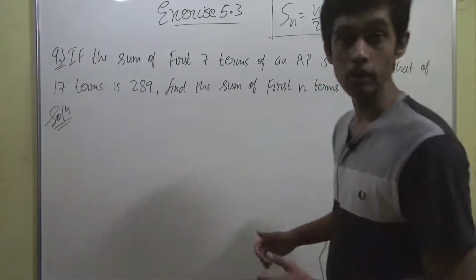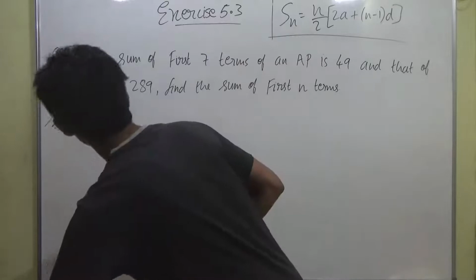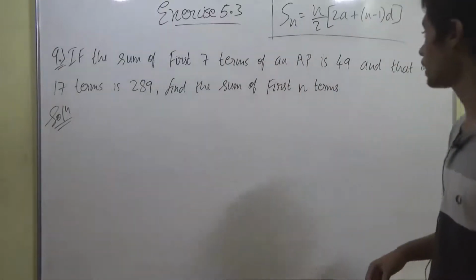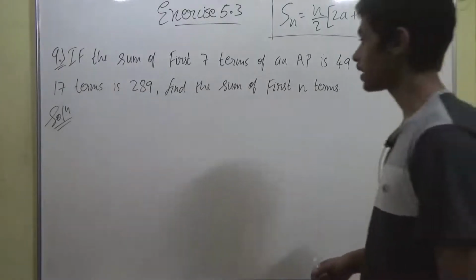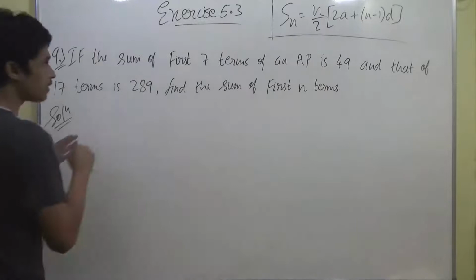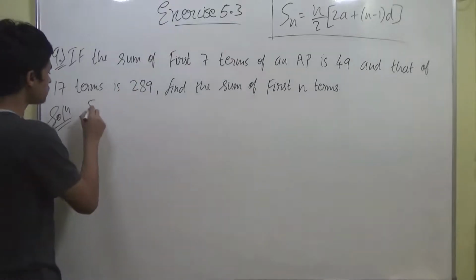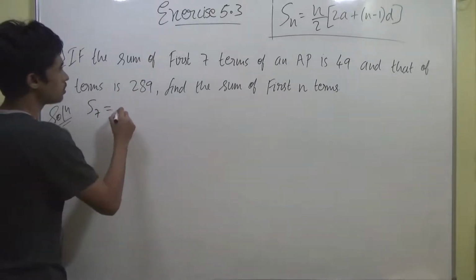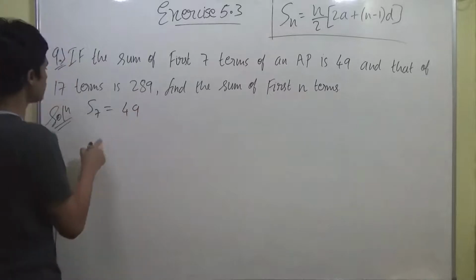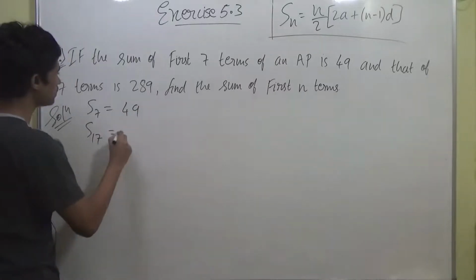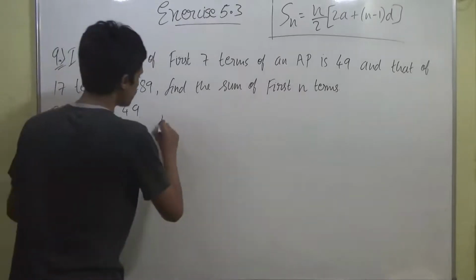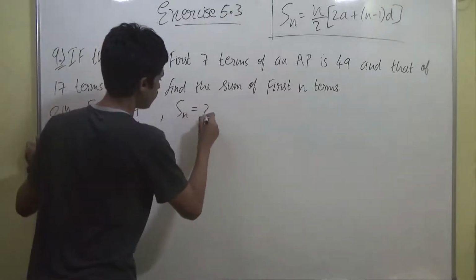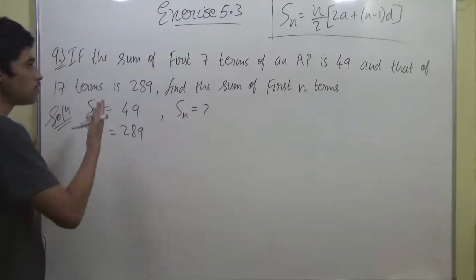So, okay, guys, now let's go to question number 9, which says, if the sum of first 7 terms of an AP is 49 and that of first 17 terms is 289, find the sum of first n terms. Okay, guys, so let's first write down what they have given us. They have given the sum of first 7 terms, that is S of 7 equal to 49, and then they have given us S of 17 as equal to 289. Getting it, guys? And then what we have to find is S of n.